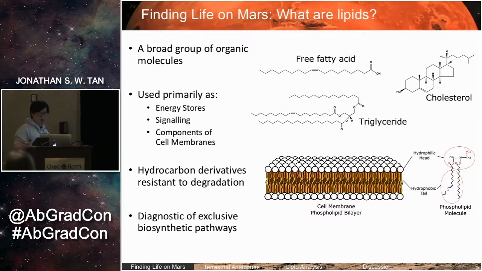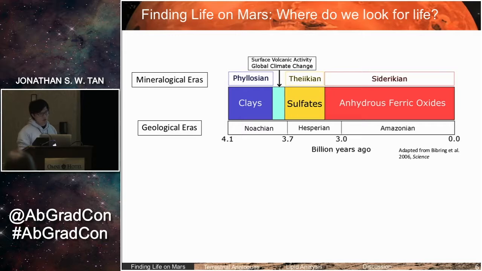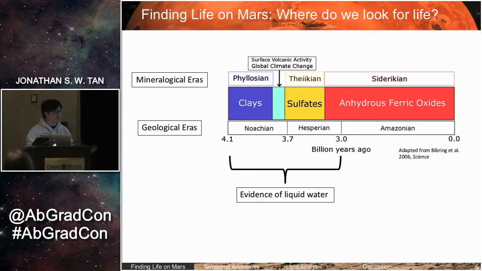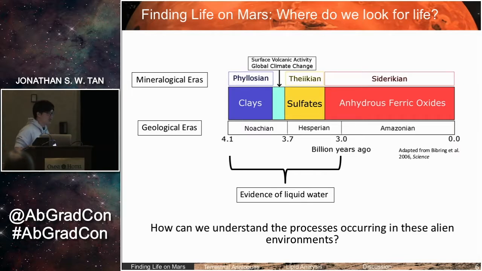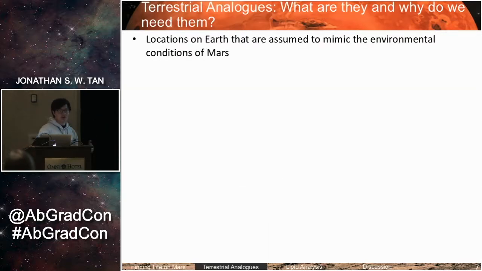So now that we've figured out what we want to look for, we need to figure out where to look for them. In order to do that, we need to identify the most common rock types that were deposited in various major periods of Martian history. We look at that through the mineralogical eras, the Phyllosian, the Theiikian, and the Siderikan. And we can further constrain where we look for these rocks by figuring out where there is evidence for liquid water. Now, the question is, how do we understand the processes occurring in environments millions and millions of miles away? We do this by using terrestrial analogs, which are locations on Earth that are assumed to mimic some, if not all, of the environmental conditions of Mars, such as geological, biological, chemical.